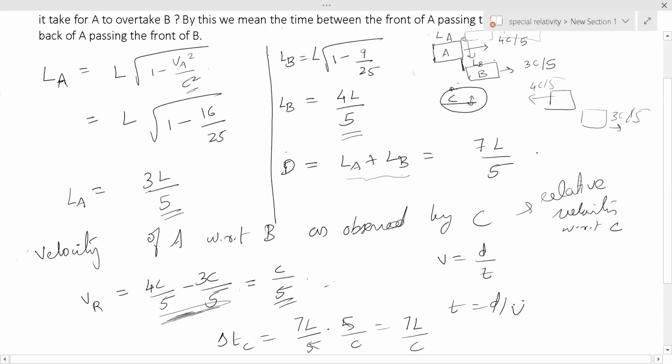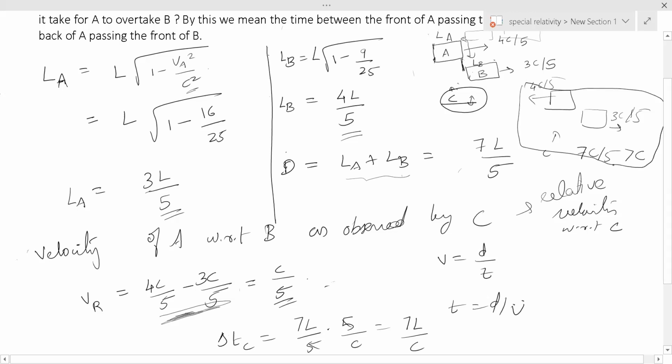Then C would say that they are moving apart at a speed. The relative velocity, the separation speed, is the addition of these, so that would be 7c by 5. And you see that this is greater than C, right? If they are moving away, the relative velocity as observed by C would be 7c by 5.